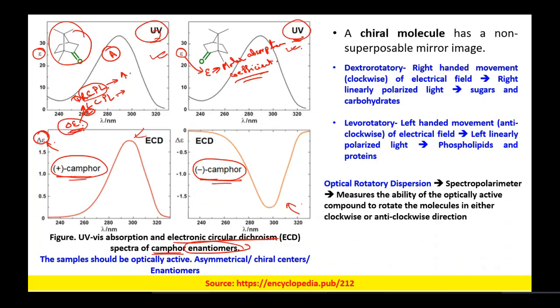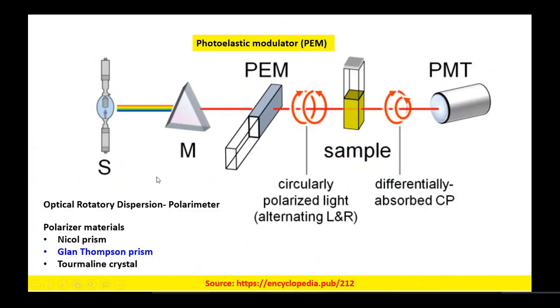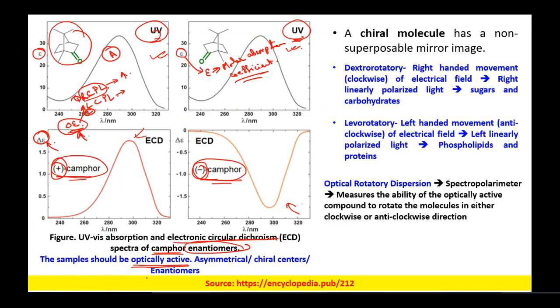This delta epsilon gives us information about the dextrorotatory or the levorotatory nature of the compound. Okay. So these enantiomers, what are they? One important thing you need to remember when you are talking about circular dichroism spectroscopy is that the sample should be optically active. If they are not optically active, it will be difficult for you to get this delta epsilon.